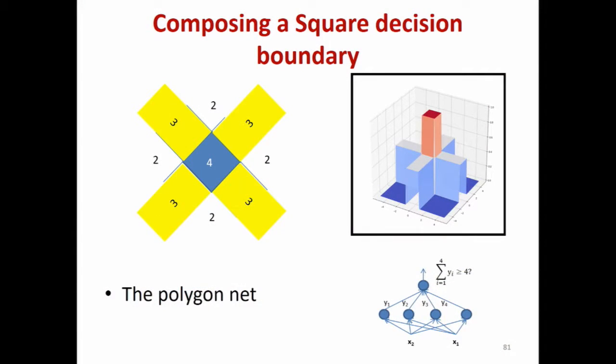So if I'm doing a diamond, if I have four perceptrons, the sum is going to be 4 in the center. It's going to be 3 in the yellow regions. What is the extent of the region where the sum is 3? It's infinite, right? It's these infinite strips. And so the sum itself has a shape that looks like the thing to the right.